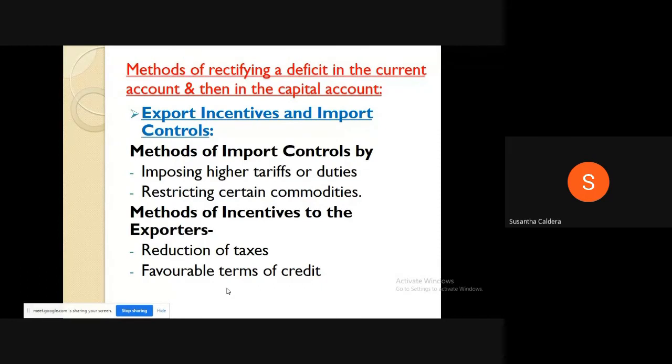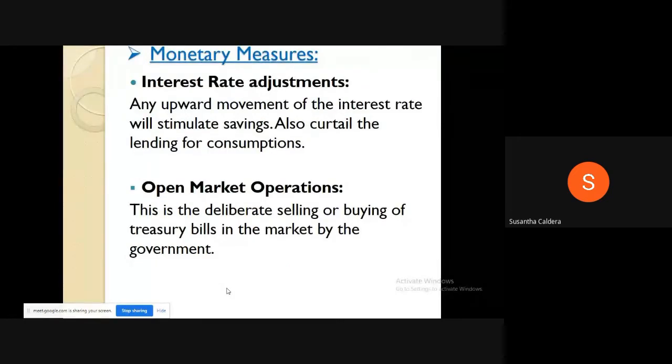Methods of import controls: imposing higher tariffs or duties, restricting certain commodities. This is what had happened now. Methods of incentives to the exporters: reduction of taxes, favorable terms of credit for the exporters, right? In the monetary measures, interest rate adjustments, any upward movement of the interest rate will stimulate savings. Also curtail the lending for consumption.